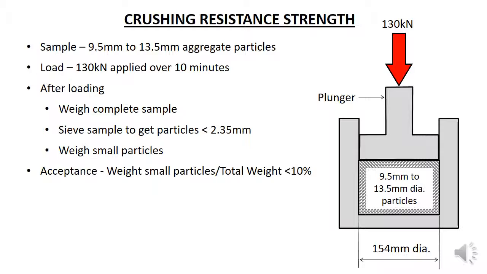10ZM4 requires that the percentage passing the 2.36mm sieve should be less than 10% of the total weight. In other words, some of the aggregate particles can break up under the load, but most particles would have carried the weight without crushing. As an aside, 130 kilonewtons is the force that a 13-ton mass would apply, which is about the weight of a medium-sized truck being applied to the size of your hand. So it's quite a significant pressure being applied there.